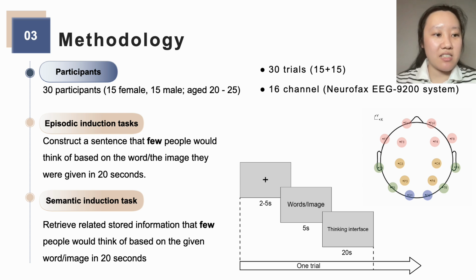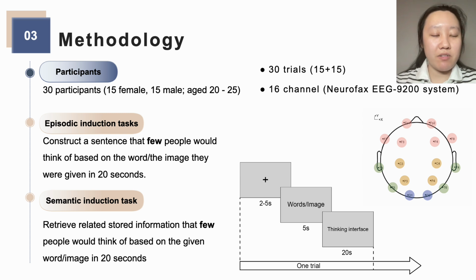The first kind of task is called the episodic induction task. In this task, participants were asked to construct a sentence that few people would think of, based on the words or the image that they were given, in 20 seconds. The second kind of task that participants need to finish is the semantic induction task. In this kind of task, participants were asked to retrieve related stored information that similarly few people would think of, based on the given words or image, in 20 seconds.